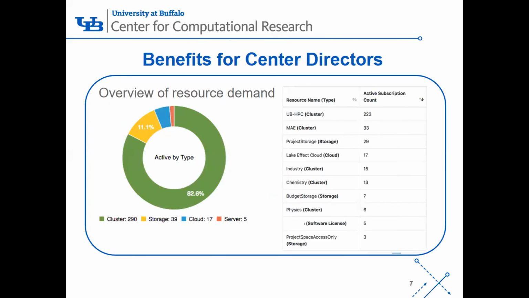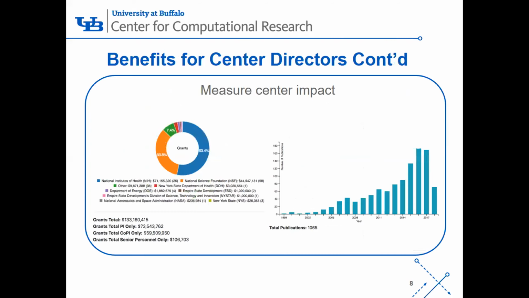As far as the center directors, we do have some nice statistics for them as far as what type of allocations are in the system, you know, how it breaks down. Our director calls it measuring scientific impact, but it's more just what kinds of grants the university got based on our users using an HPC resource. So you can display either grants or publications or whatever you want, which we'll show you in a second.